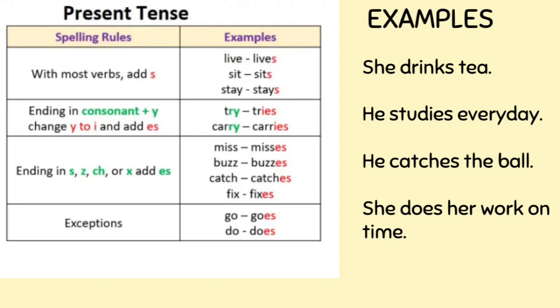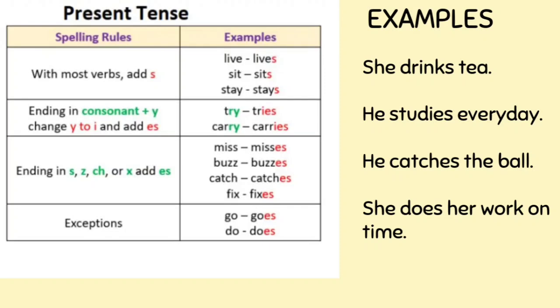Second one, if the word is ending in consonant plus y, we will change y to i and add es in the end. Let's learn it with the help of some examples. Word is try, T-R-Y. So y is there in the end and there is a consonant before y which is R. So we will change y into i and then we will add es in the end. So try will become tries.